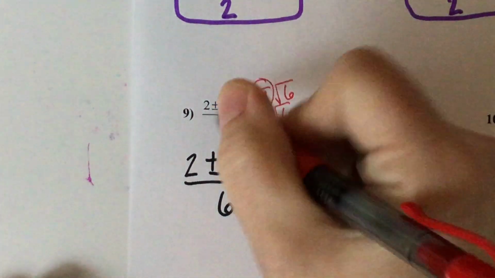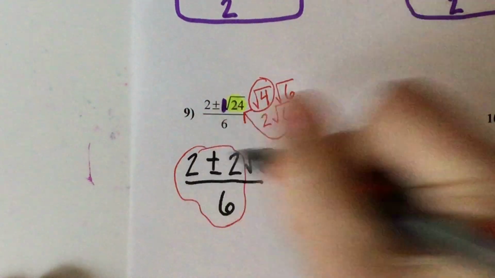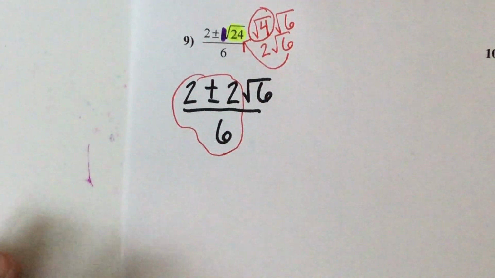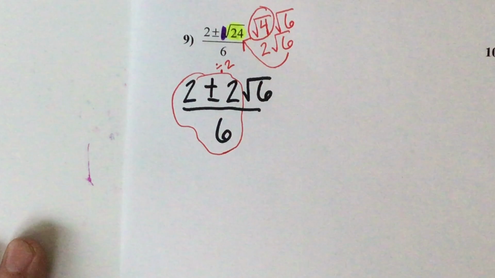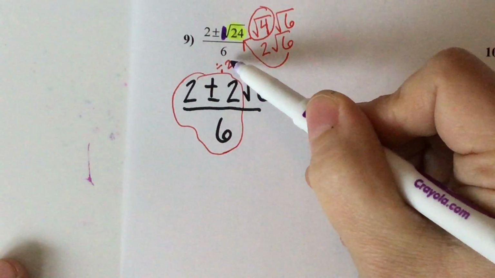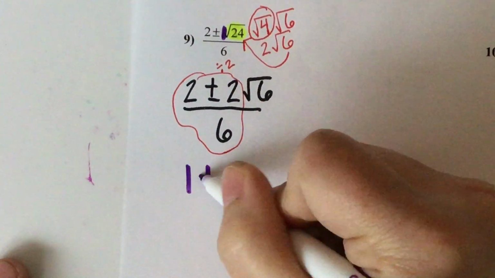Now look at your 3 front numbers. Can you now divide your 3 front numbers by something? Yep, we can divide all 3 front numbers by 2. Okay, so let's do it. What's 2 divided by 2? 1. Put your plus minus.